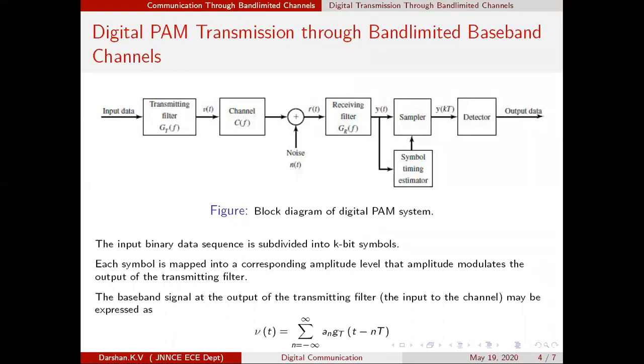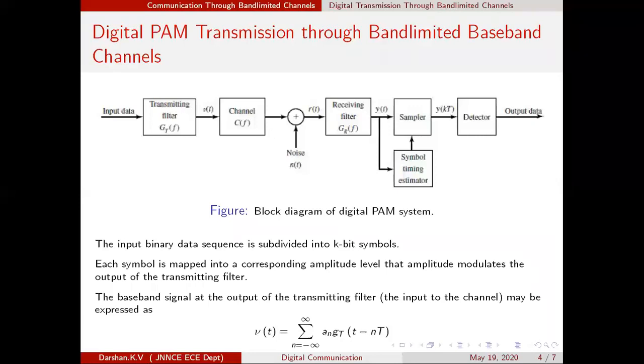So this PAM signal or the baseband signal is allowed to pass through the channel whose frequency response is C of f, or the impulse response is C of t. Just carefully observe the diagram. The channel output along with the noise would be the received signal. See what has happened? The data, whatever the symbols, entered through the transmit filter. Later, whatever data you are having was converted into pulses and has been transmitted over the channel.